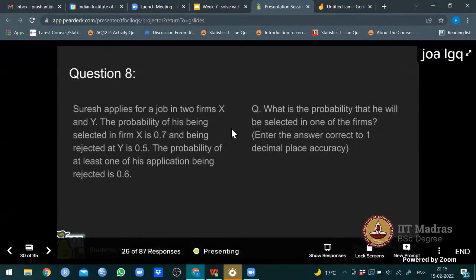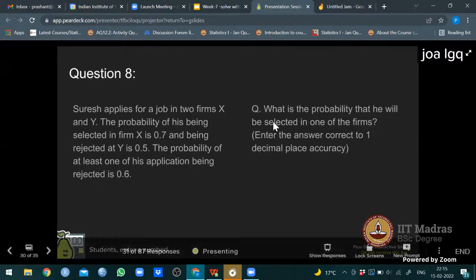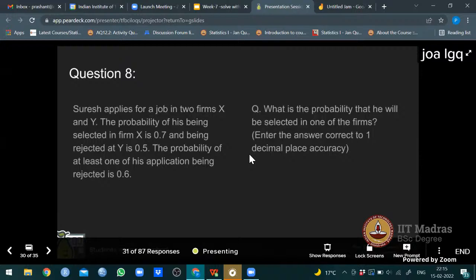Okay, I will wait for 2 minutes more. After that we will see the solution. Okay, let's wait for a couple of minutes. Time is also 10:15 p.m. Sir, is this the last question? No, after that there is only one more question.